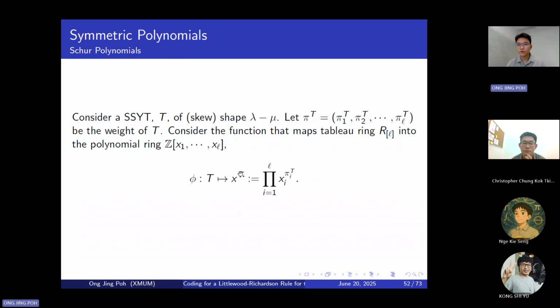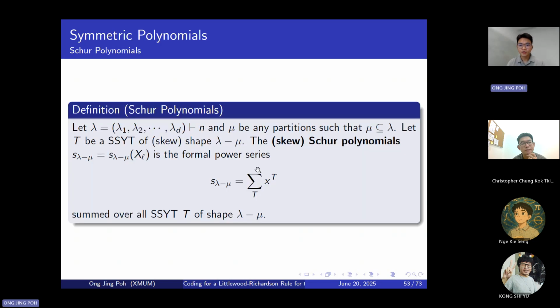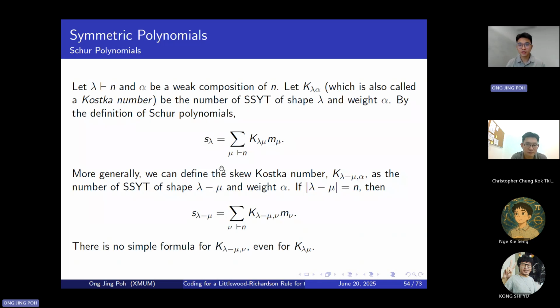And last but not least, we come to the fifth basis, the Schur polynomial. To define it, we first consider the function that maps the tableau ring to the polynomial ring like the equation below. Note that this map is a homomorphism. And then we define the Schur polynomial as the image of the sum of all semi-standard Young tableaux of shape lambda minus mu. By this definition, we can define a Kostka number K lambda mu as the coefficient of lambda mu. And more generally, we can define the skew Kostka number that satisfies the equation below.